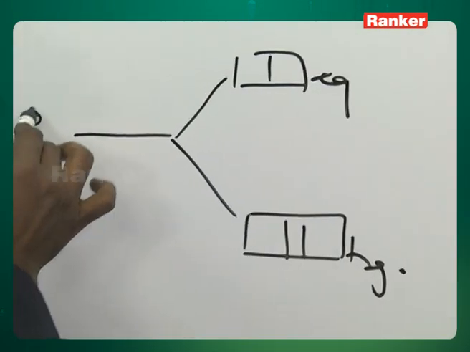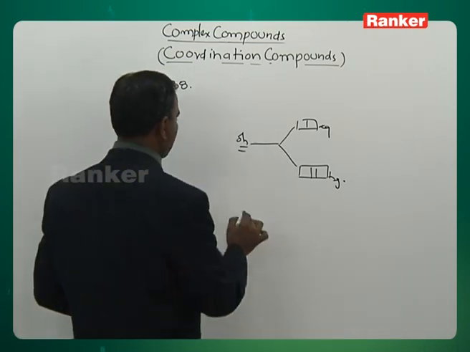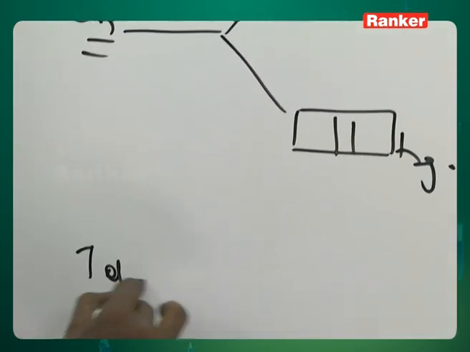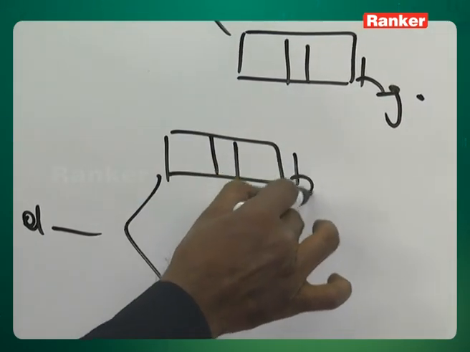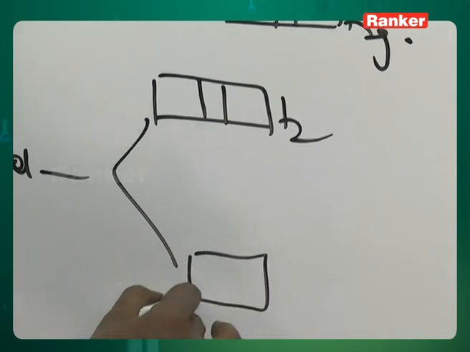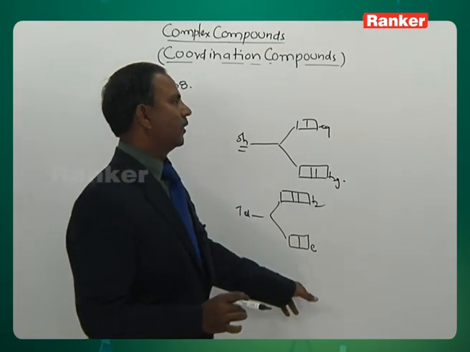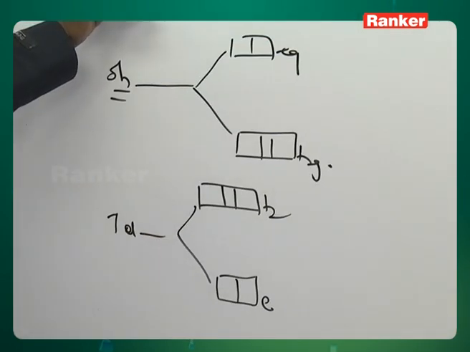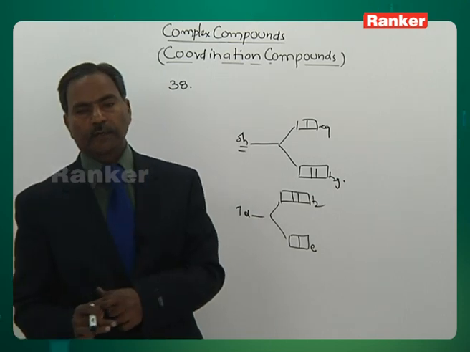But in the case of tetrahedral, it is a reverse splitting. This is T2, and this is E. This is the lower energy level, this is the higher energy level. In comparison to octahedral, the splitting is reversed in the case of tetrahedral. So let us check the options.